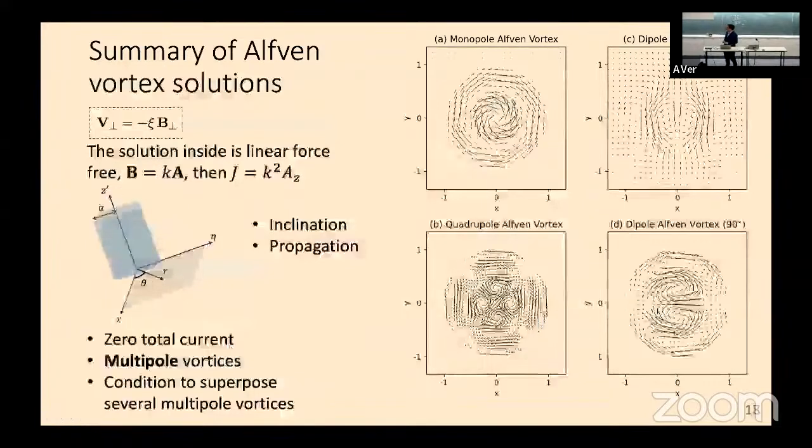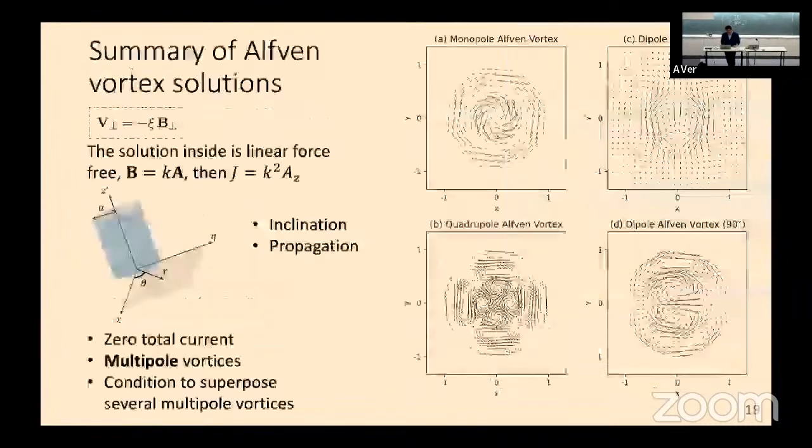So let me give a summary of this development. What are Alfvén vortices? Alfvén vortices are cylindrical coherent structures. They may be inclined with respect to the magnetic field at a small angle. In this case, they are propagating. And what is new in our result here is that we found that not only a monopole and dipole can be a solution, but also a quadrupole and other harmonics. We also discussed the condition to superpose different vortices.